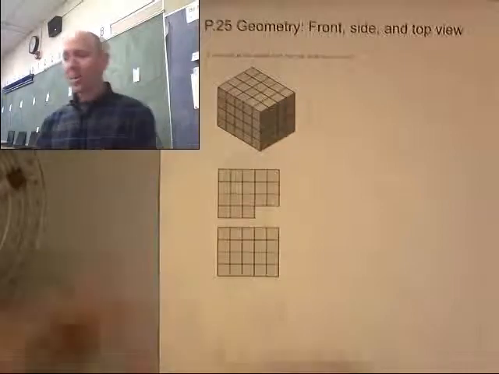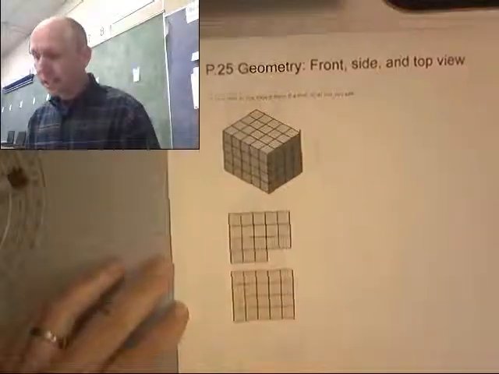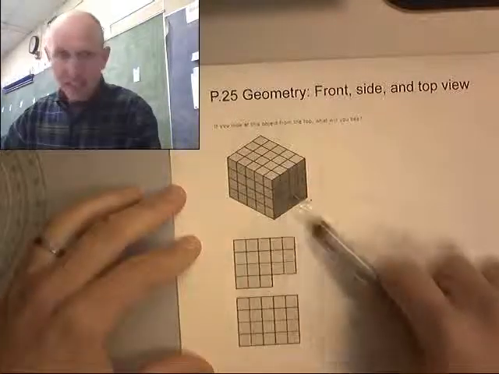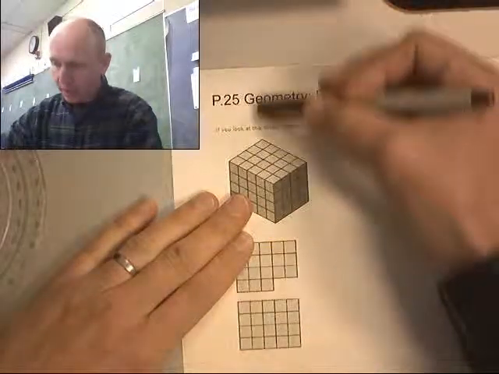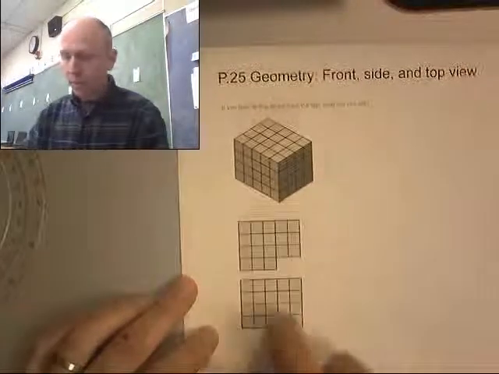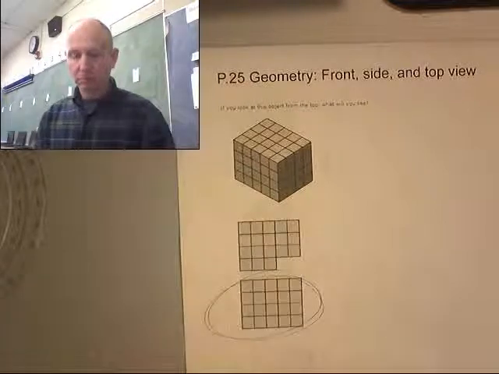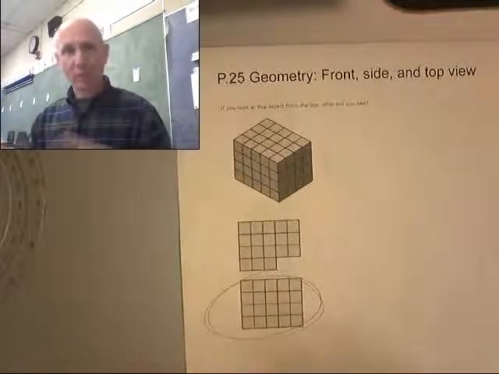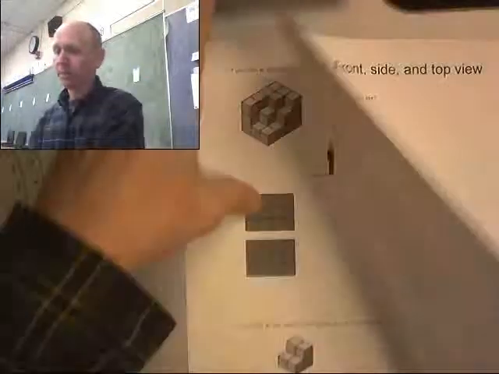Okay, so here's this block. And the question is, if I look at this thing from the top, what am I going to see? Now this is a side, so I'm looking at the top. The top means coming down like this. So if I look down at the top of this, what do I see? Well, I see this right here. This is the top view. So it's just about spatial reasoning and looking at something, and can you see it in your mind? Let's take a look at another one.